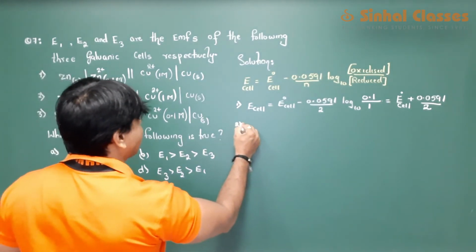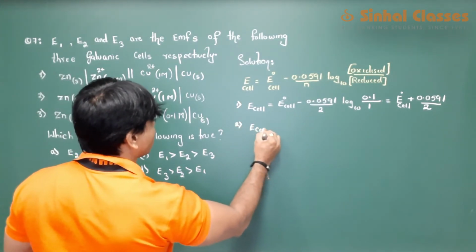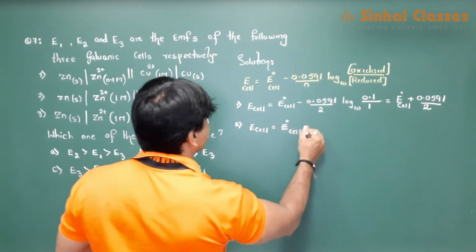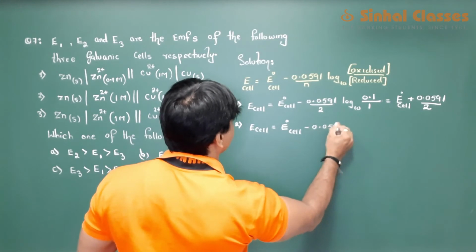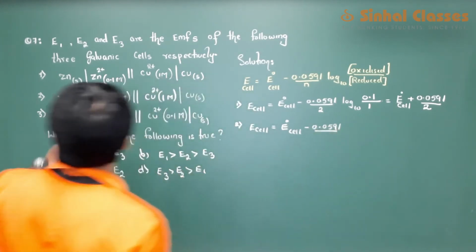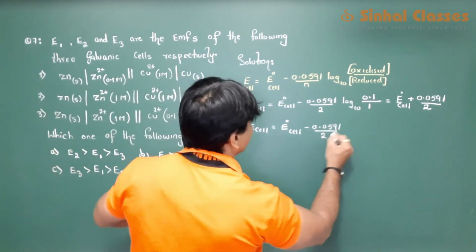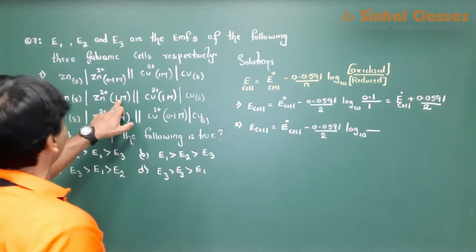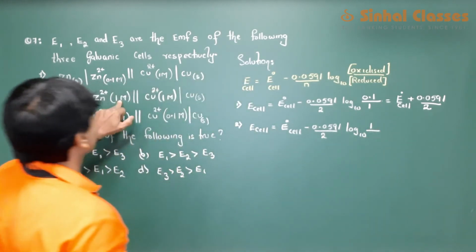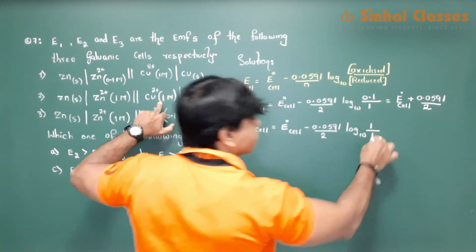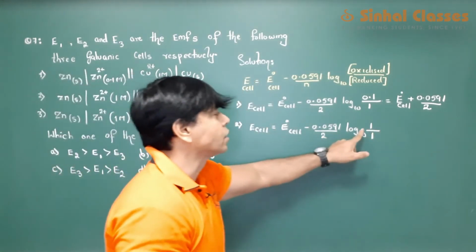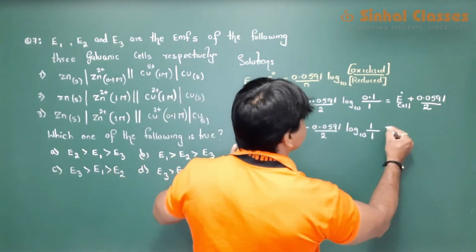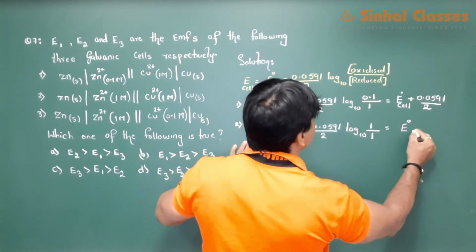Now if I take the second one, E of the cell will be equal to E naught of the cell minus 0.0591 upon again 2 log to the base 10. Now oxidized will be zinc ion 1 and copper reduced is 1. So log of 1 is 0. So whole thing it will be 0. So E of the cell will be equal to E naught of the cell.